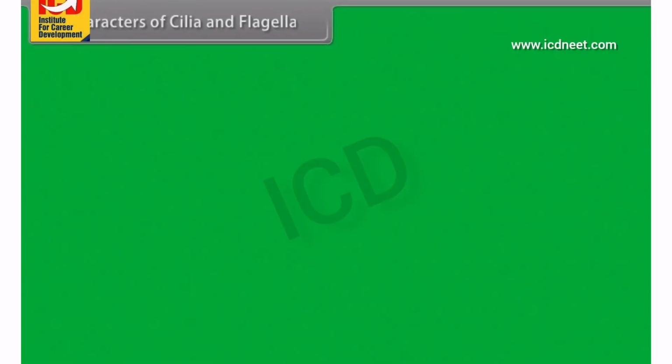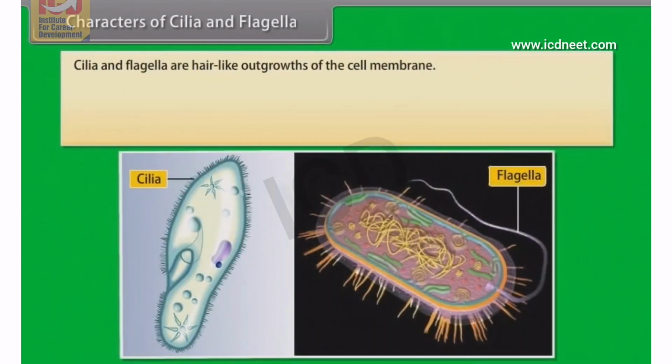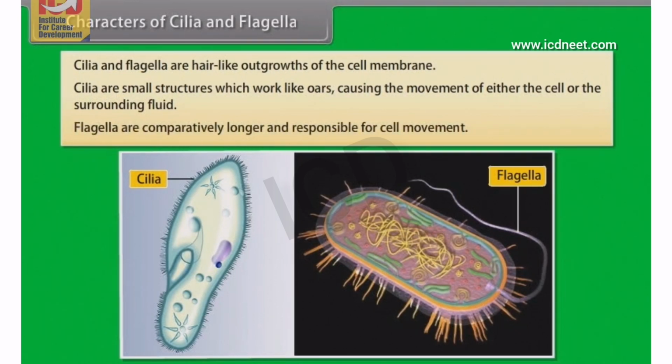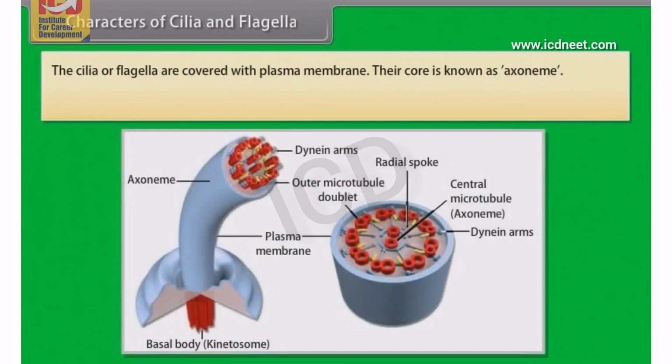Characters of cilia and flagella. Cilia and flagella are hair-like outgrowths of the cell membrane. Cilia are small structures which work like oars, causing the movement of either the cell or the surrounding fluid. Flagella are comparatively longer and responsible for cell movement. The cilia or flagella are covered with plasma membrane. Their core is known as axoneme.